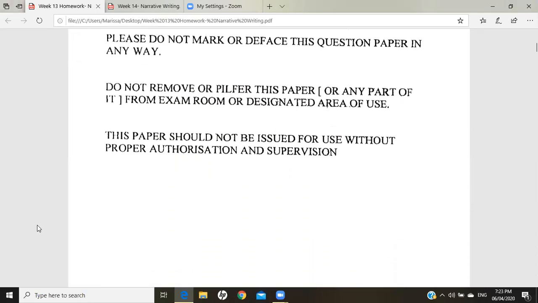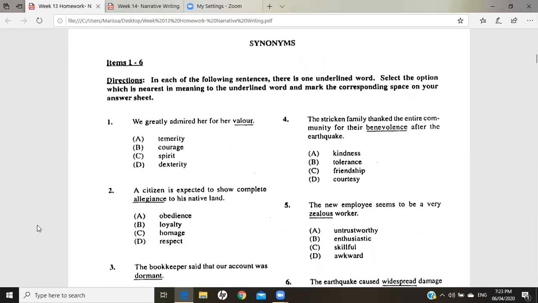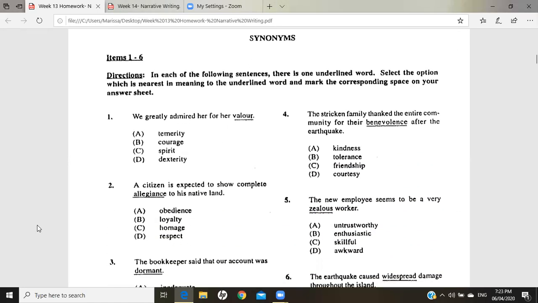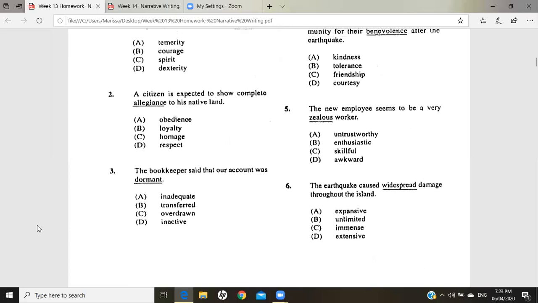So the first section in this paper was synonyms. It says in each of the following sentences, there is one underlined word. Select the option which is nearest in meaning to the underlined word and mark the corresponding space on your answer sheet. So I will pick someone to do this entire section for me, which would be questions 1 to 6.